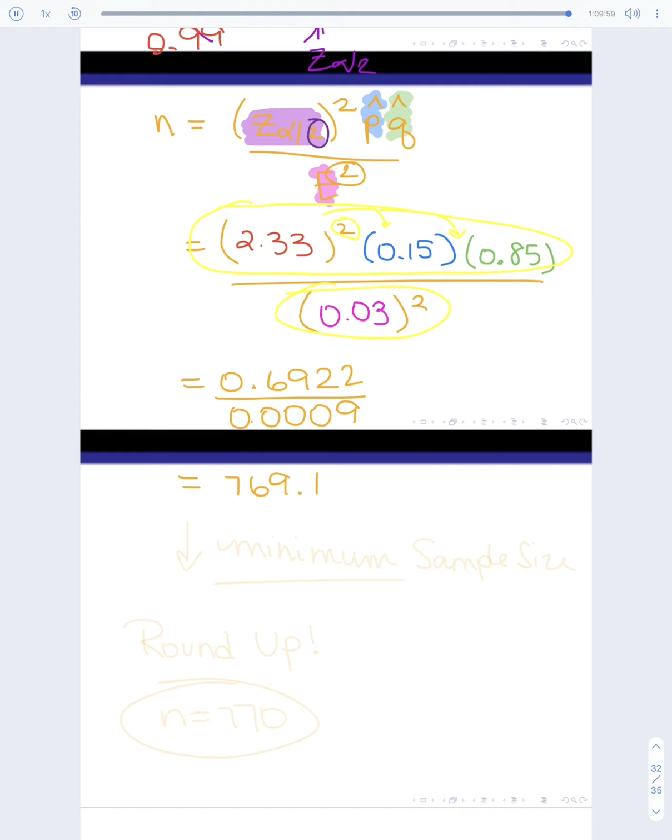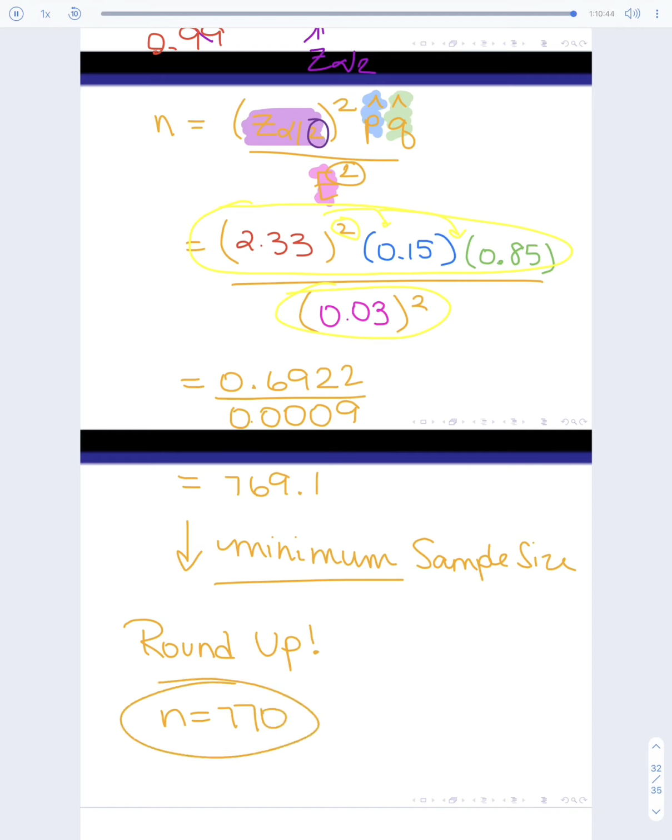The question is how. And the key is that this was the formula for the minimum sample size. So it can be as small as 769.1. So the problem is, if you were to actually take 769, that would be below the minimum. That would be not enough. So what this means is, no matter what, if we use this formula for minimum sample size, we're always going to round up. No matter what, even if it's 0.1 like this. So what are we actually going to use when we round up? We'll actually use a sample size of n equals 770.